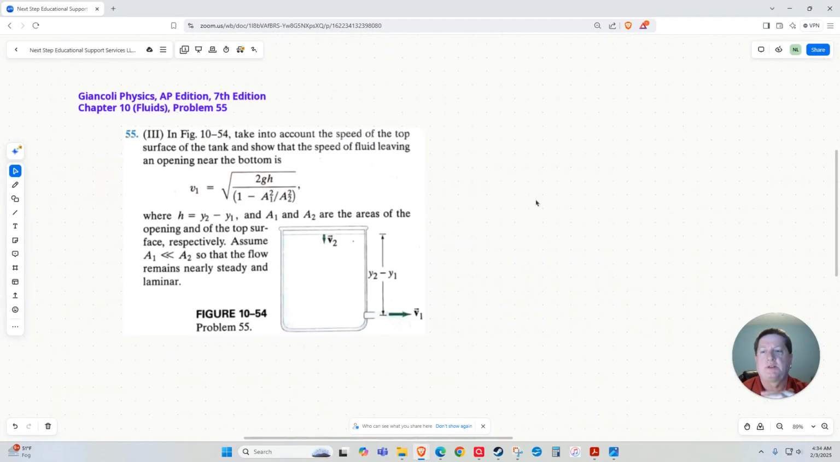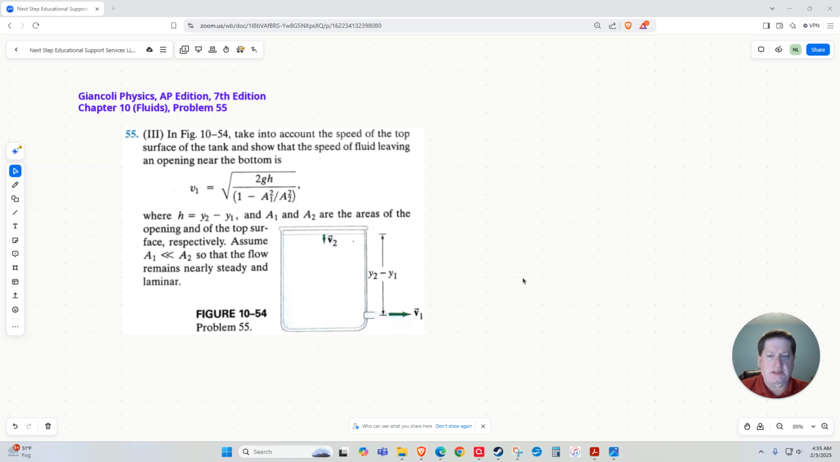Problem 55 reads, in figure 10-54, which is the figure below, take into account the speed of the top surface of the tank and show that the speed of fluid leaving an opening near the bottom is given by that equation, where the height is the difference between y2 and y1, and A1 and A2 are the areas of the opening and of the top surface respectively. Assume area 1 is much less than area 2 so that the flow remains nearly steady and laminar. That's a topic that we'll discuss separately, the laminar flow. But go ahead and wrap your brain around this problem and come back when you're ready to talk about it.